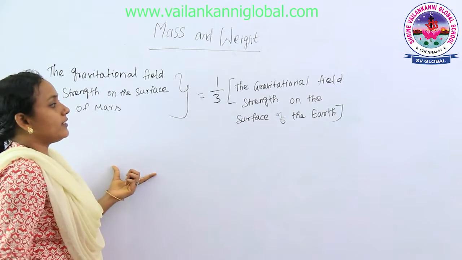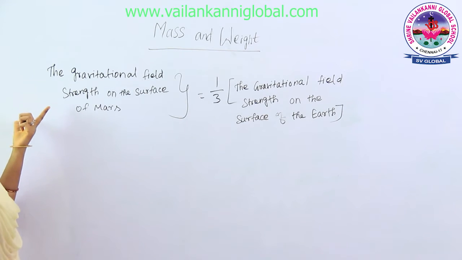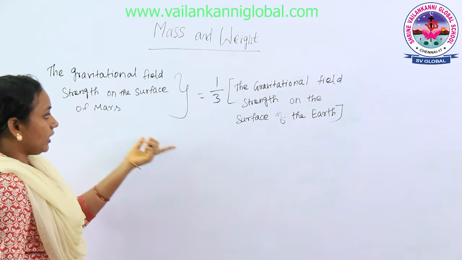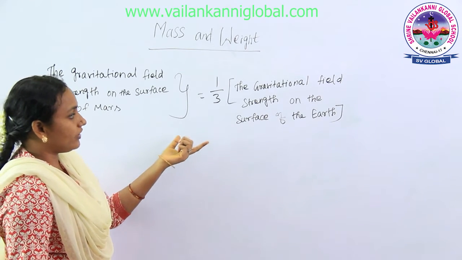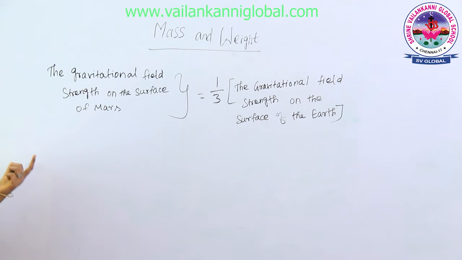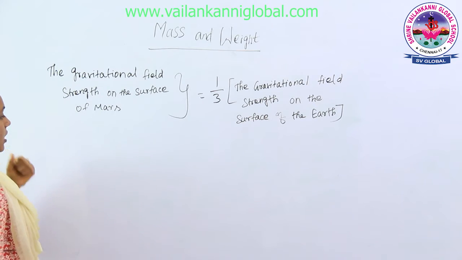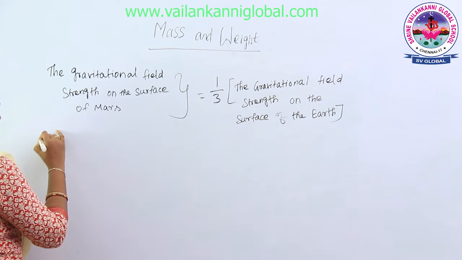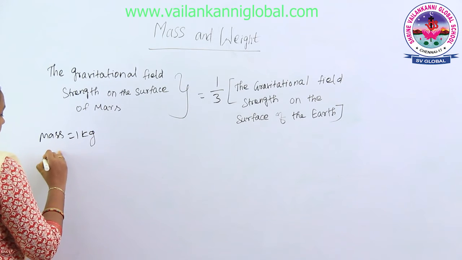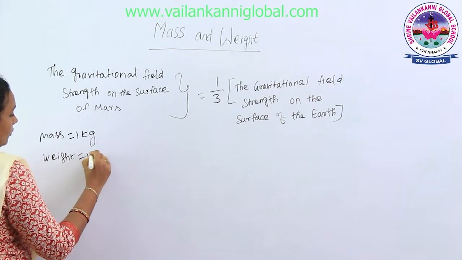Now let's discuss the relationship between Mars and Earth. First, the gravitational field strength on the surface of Mars is equal to 1/3 of the gravitational field strength on the surface of the Earth. Now we are going to calculate the gravitational field strength on the surface of Mars. So let us consider mass equal to 1 kg and weight equal to 10 Newton.